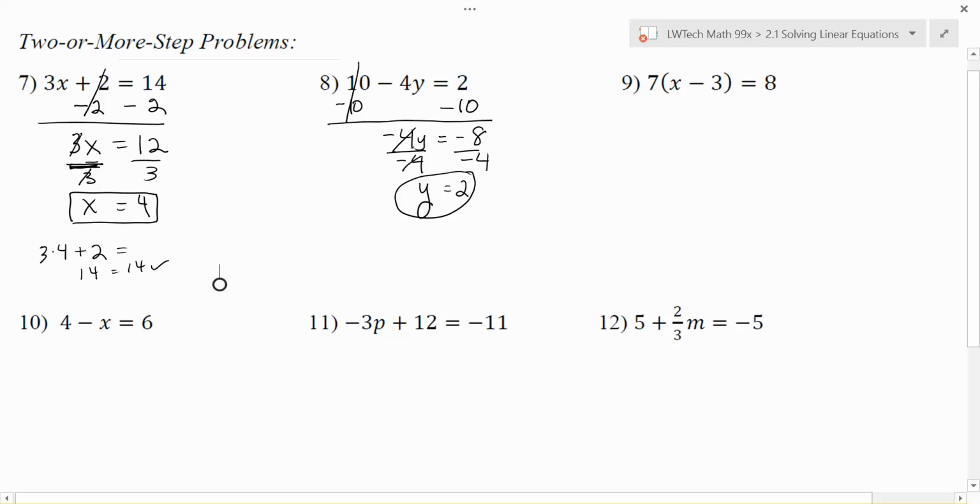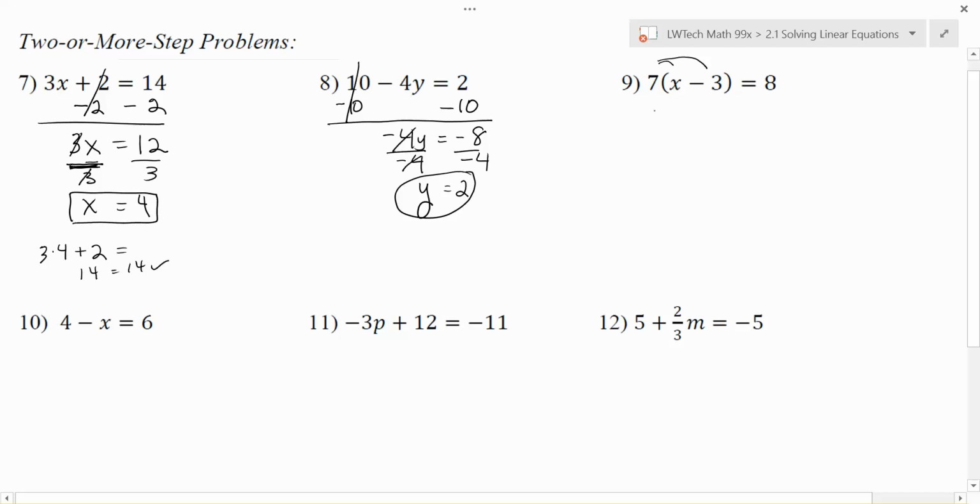All right, so now let's go ahead and take a peek over here at question number 9. This one's different from other ones that we've done so far. I'd like to get the x by itself. There's a minus 3 and there is a 7 there. If we have parentheses, I can't really add the 3 right now because it's trapped inside the parentheses. So one of the things that you can do to help you in these situations is to use the distributive property.